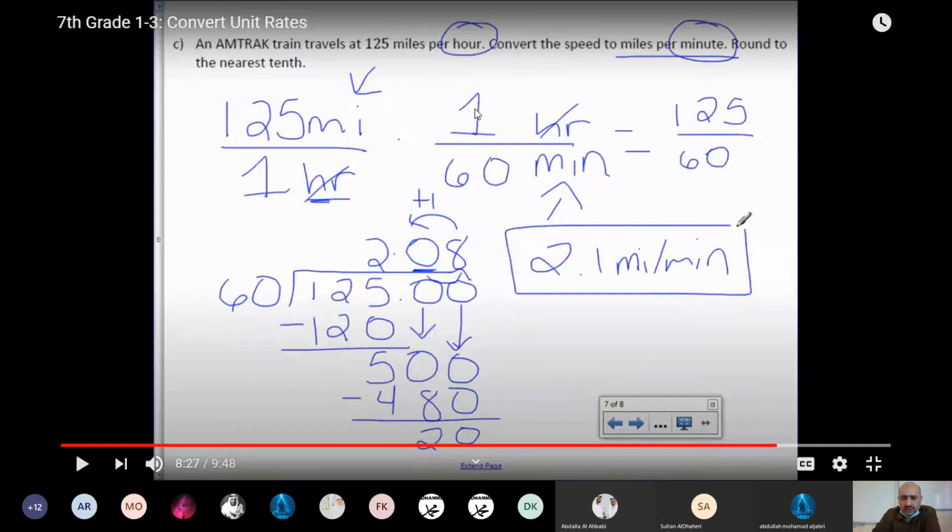Each 1 hour equals 60 minutes. Cancel hour up with hour down. So now we have 1 here and 60 minutes here. Now here we have 125 miles times 1 equals 125 miles, and down here we have 1 times 60 minutes equals 60 minutes. So the last answer now, 125 divided by 60 equals 2.1 miles per minute. Continue.